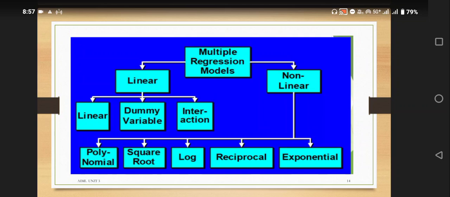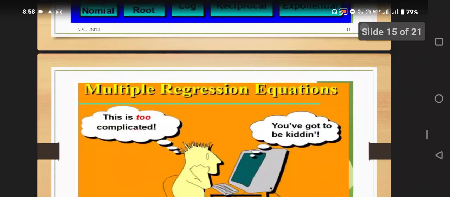The multiple regression models can be represented by linear as well as nonlinear. Linear regression is again classified into linear regression, dummy variable, interaction. The nonlinear regressions are again classified into polynomial, square root, logarithmic regression, reciprocal regression, as well as exponential regression.